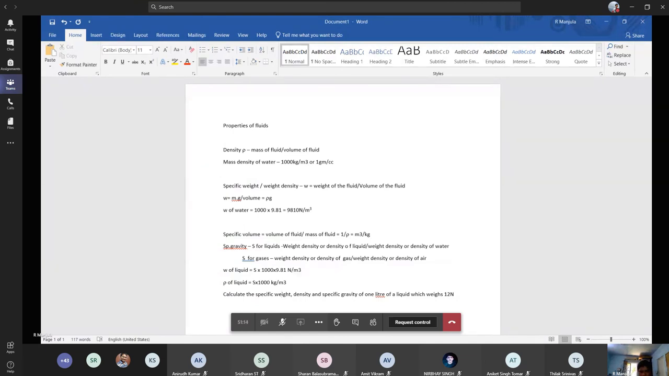So volume is given as 1 liter and weight is given as 12 newtons. Now you have to find out what is my specific weight. So weight is known, volume is known. You can find what is your specific weight or weight density. And W is equal to rho g. Hence, if you know W, then you will be finding out what is your rho. Then specific gravity is rho of liquid divided by rho of water. That's all. So tell me the answers, please, quickly. We will see who is telling the answers correctly first.